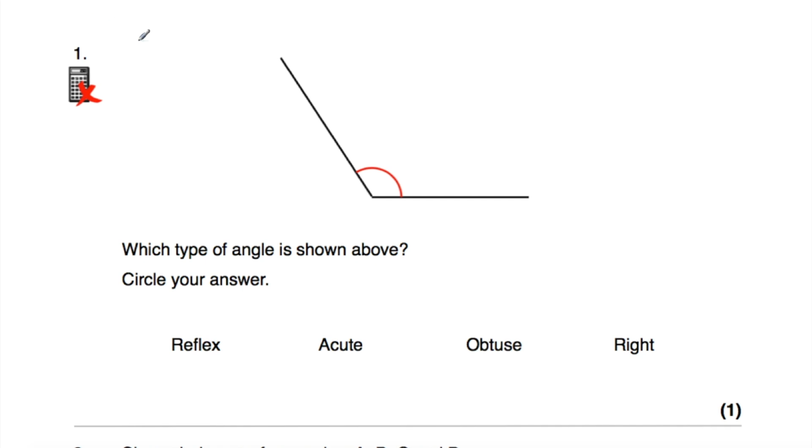Okay, so let's have a look at question number one. We've been given this angle, and the question says which type of angle is shown above. We've been asked to circle our answer, and our choices are reflex, acute, obtuse, and right. Okay, so let's have a look at these options.